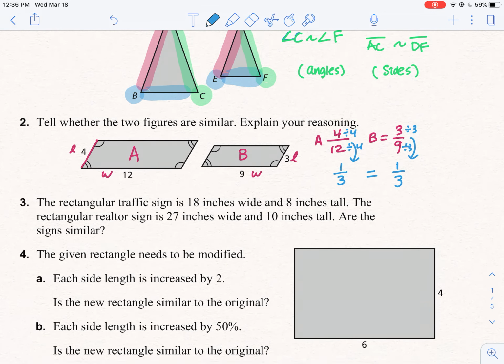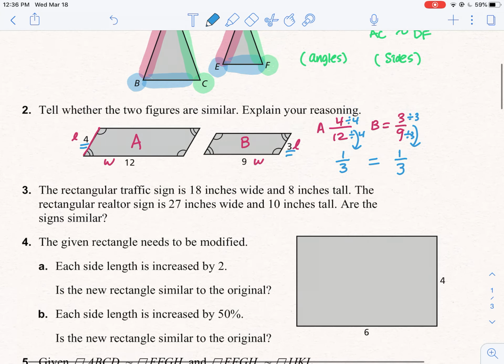Just make sure that if you put 4 on the top here, you have to put 3 on the top on the other side, because you have to have the corresponding sides on the same floor, either on the top or on the bottom.